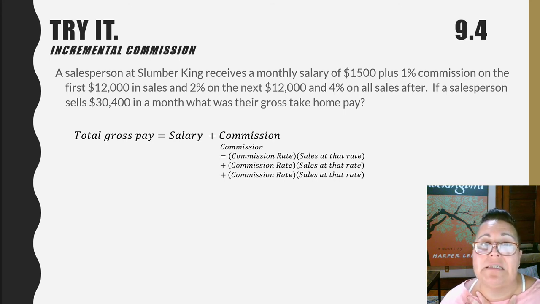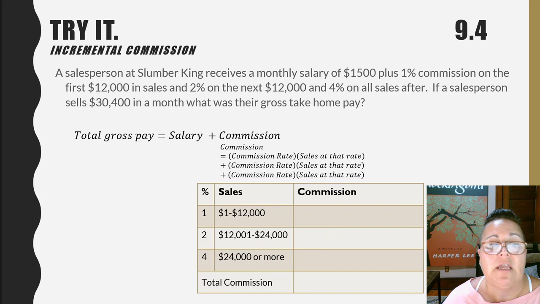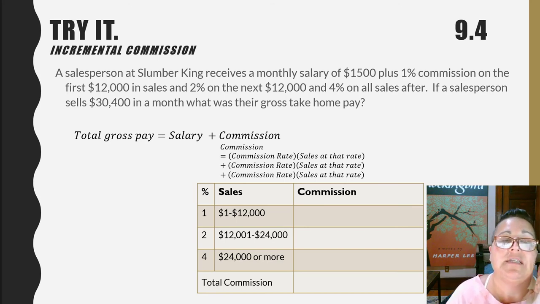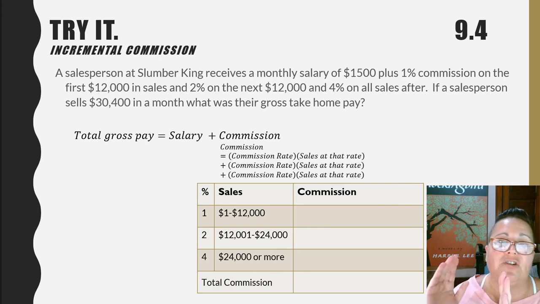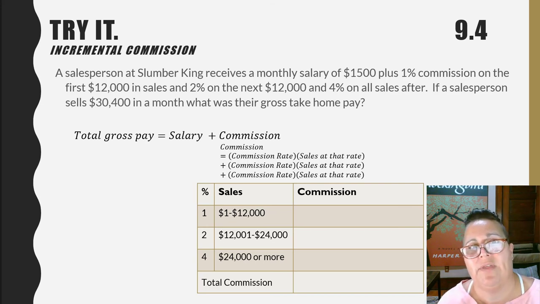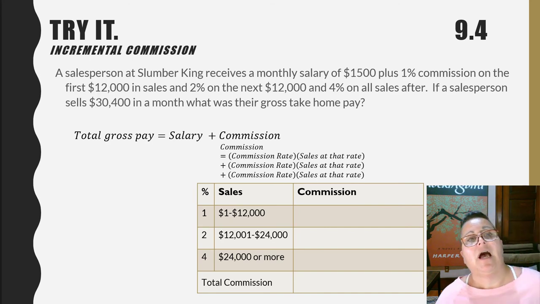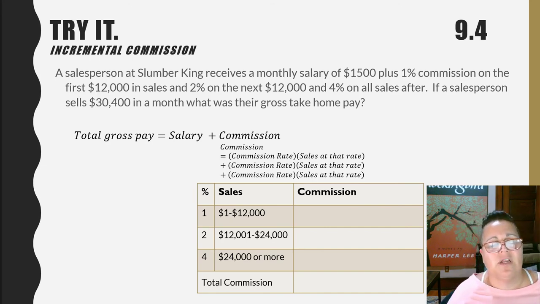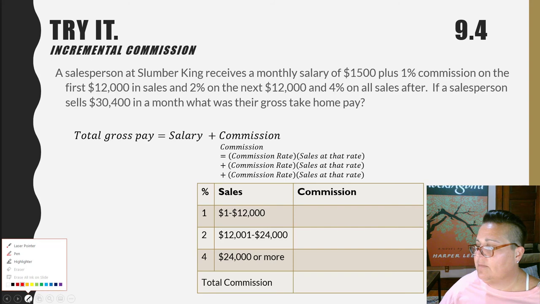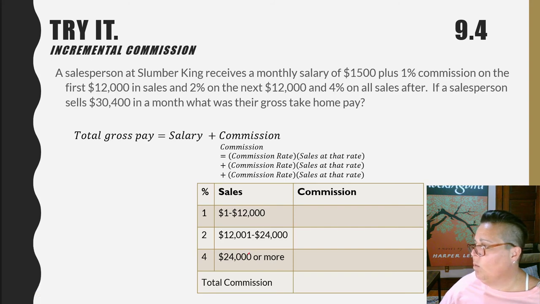The easiest way for me to do this is to create a little chart. In the chart, the percent commission on the first tier is 1%, and that's from $1 to $12,000. The second tier is a 2% commission, and that's from $12,001 to $24,000, or the next $12,000. Tier number 3 is a 4% commission on anything over $24,000. So it should really say $24,001. Can I get the 1 in there? Let me add the 1. Ching. 1. Okay, I'll fix that before I post.